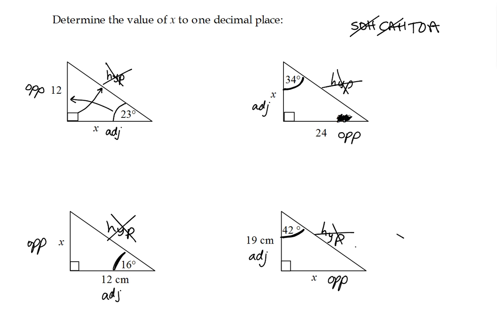So what does the first one set up as? Tan 23 will equal 12 over x. And then if it helps, put a little 1 under the other side. What's the other one going to be on the right there? Tangent 34. What's this one going to be? 24 over x. Good.